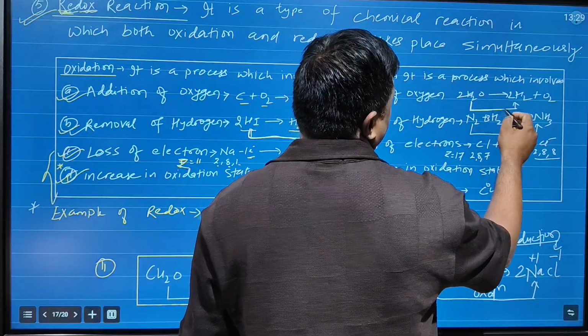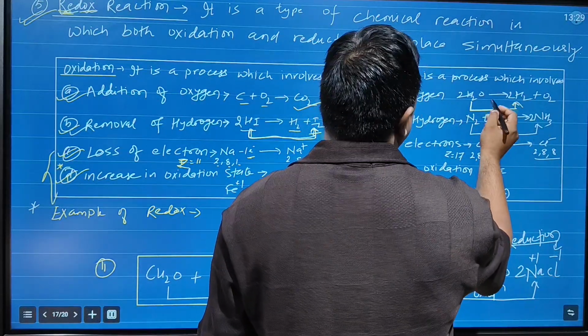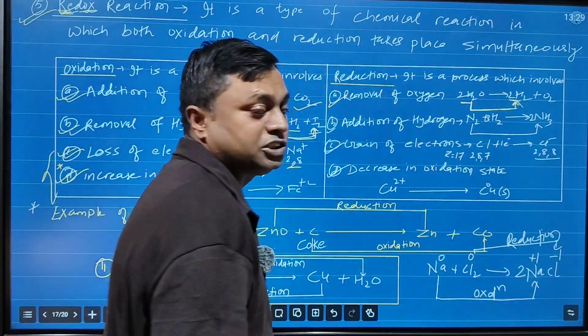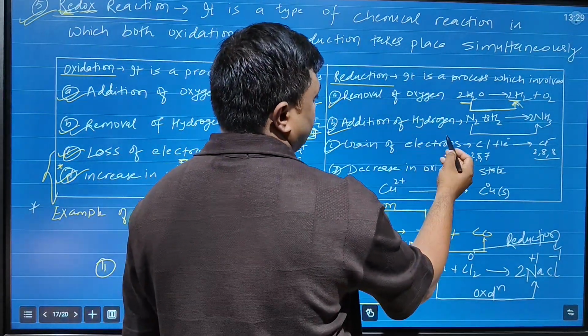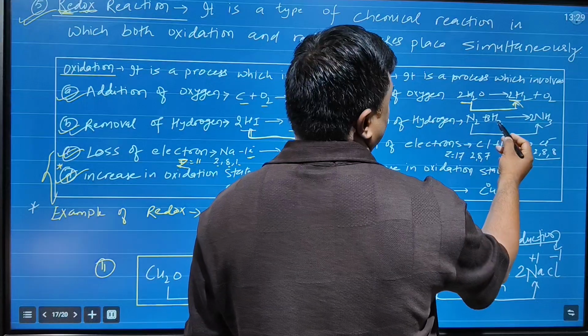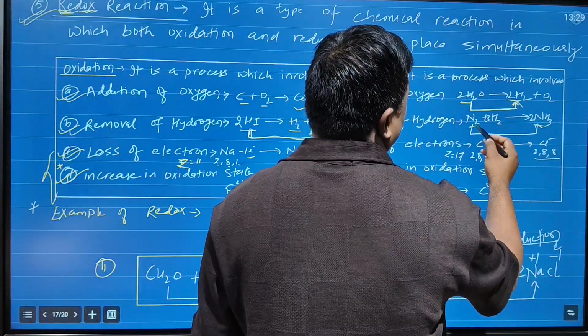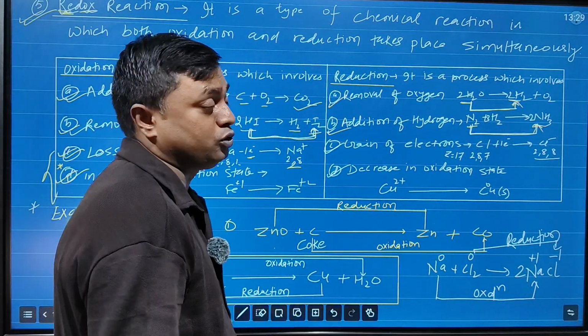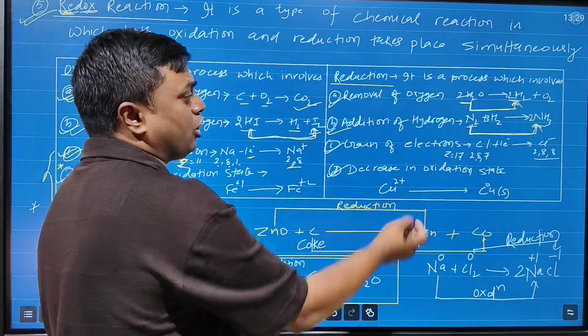Like H2O giving rise to H2 and O2. You can see here, with hydrogen oxygen is there, here with hydrogen oxygen is not there. So what is this? Reduction. Or addition of hydrogen: N2 plus 3H2 gives rise to NH3. With nitrogen, hydrogen is not there; here with nitrogen, hydrogen is there. So there is an addition of hydrogen. That's why it is a reduction. Or gain of electron.